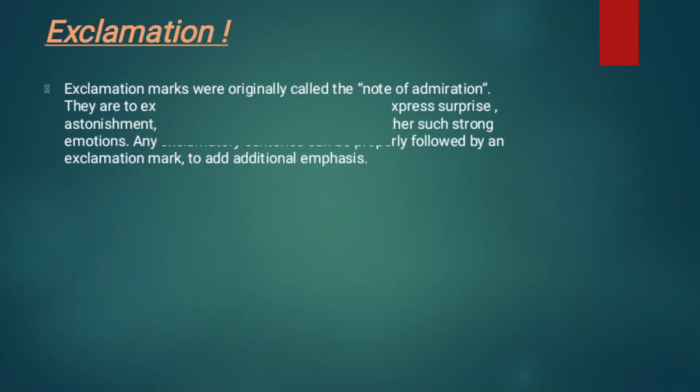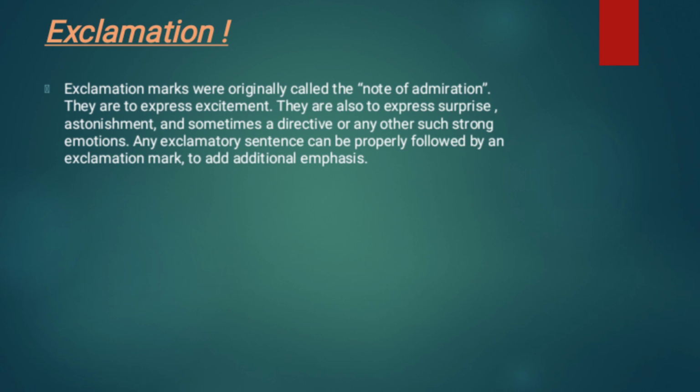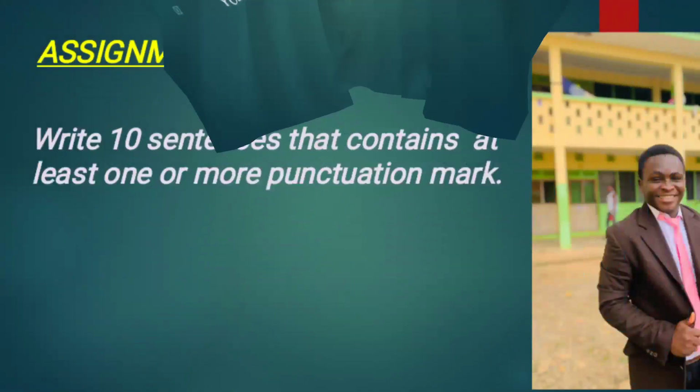Then let's look at exclamation. Exclamation marks were originally called the notes of admiration. They are used to express excitement. They are also used to express surprise, astonishment, and sometimes a directive or any other such strong emotions. Any exclamatory sentence can be properly followed by an exclamation mark to add additional emphasis. For example, what a beautiful day! How marvelous! You must be joking! So these are all examples.